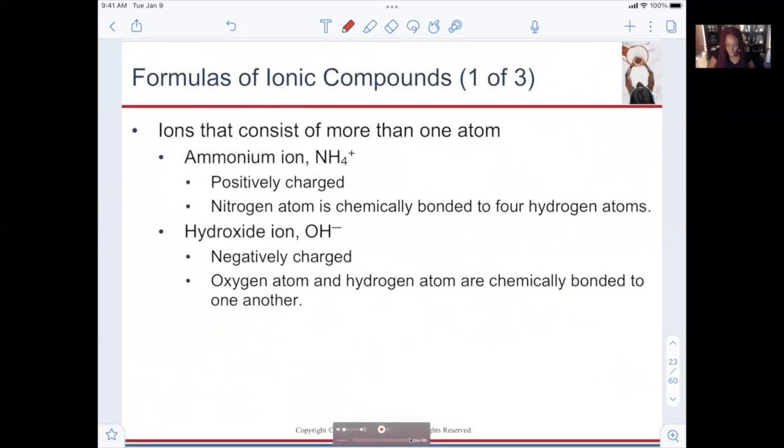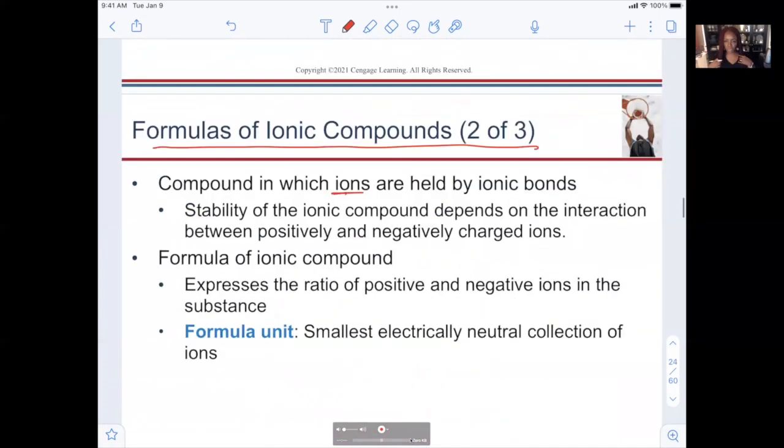Okay. We talked about polyatomic ions. These ions consist of more than one atom. It shows you right here. This contains 1 nitrogen and 4 hydrogens. This contains oxygen and hydrogen. So it's called hydroxide. You want to be aware of these names. You're going to be asked to produce them in a compound form.